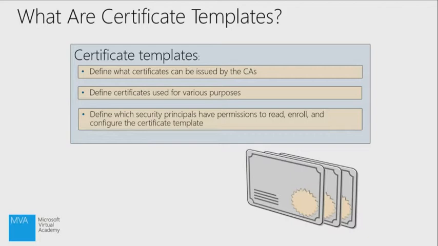They define what certificates can be issued by a certification authority. They define what those certificates are used for and how they're used in some cases. Within those roles, there are other options you can set. They define which security principals have permission to read, enroll, and configure the template themselves. There are a number of different templates.